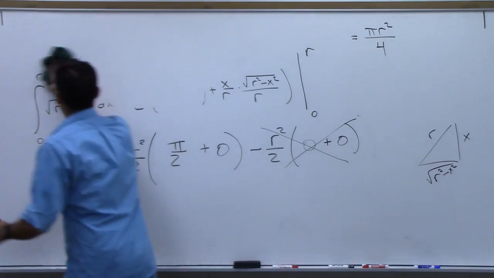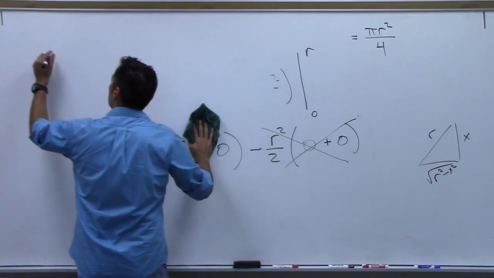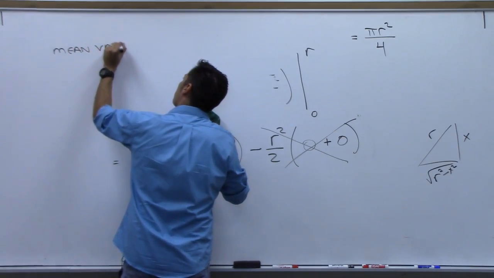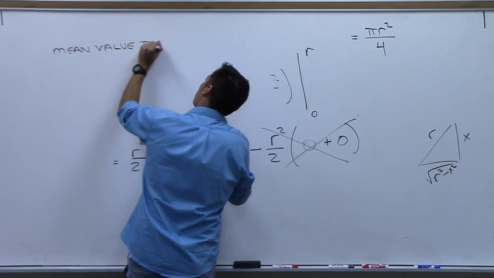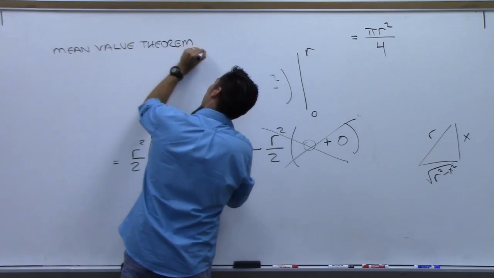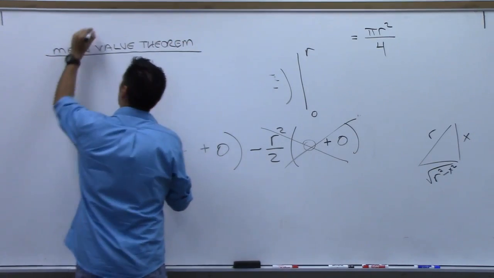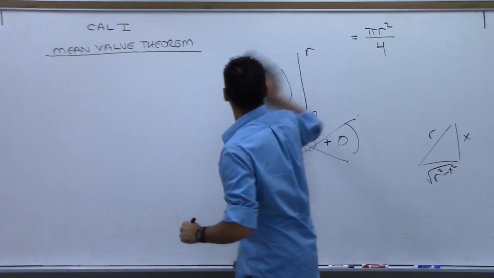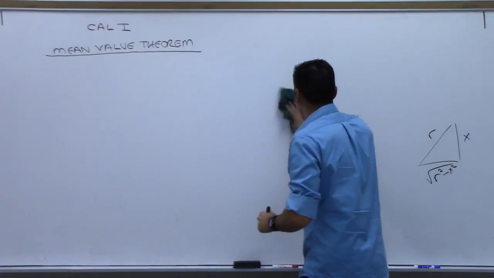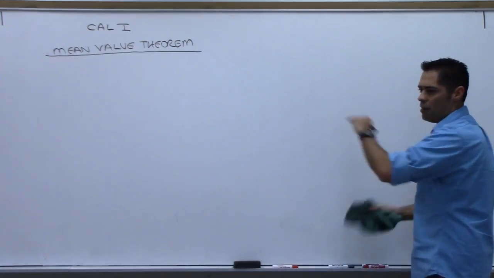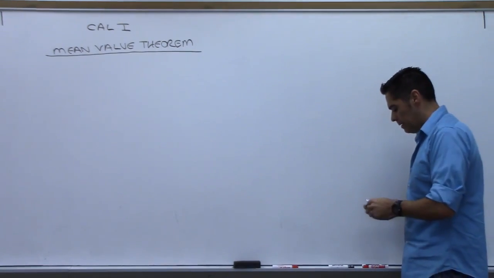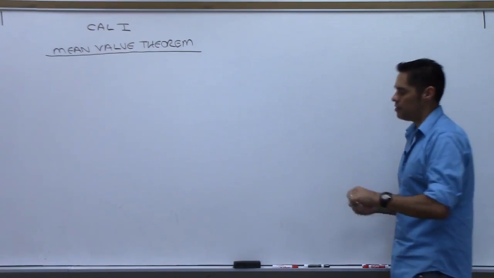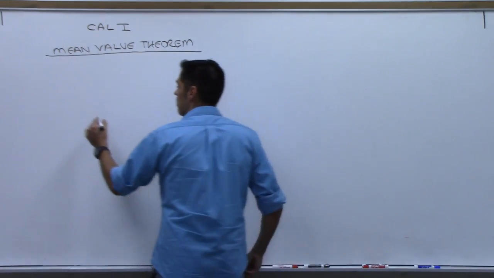Okay, so let me see if I can remind you from Cal 1 about something called the mean value theorem. This is what the mean value theorem said, and I'm going to summarize. I'm not going to write it all in detail the way that the book would do it. Just go into the index and look up mean value theorem if you want to research this. Okay, so the mean value theorem said this.